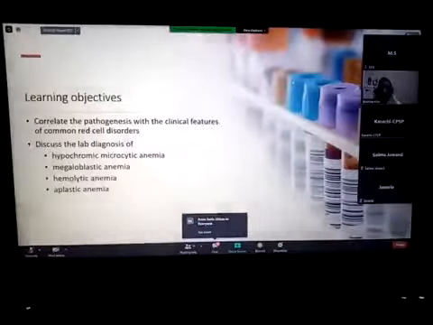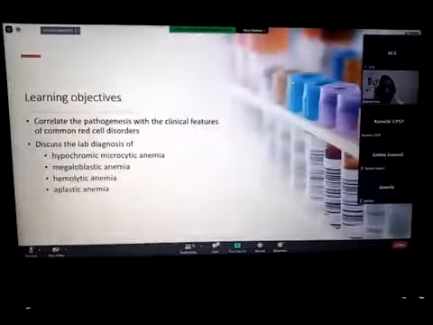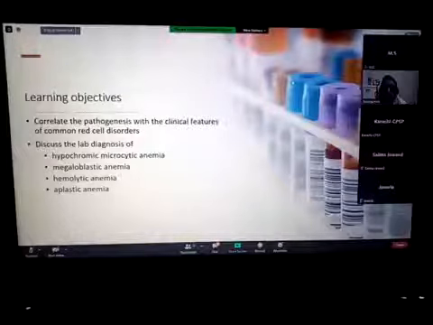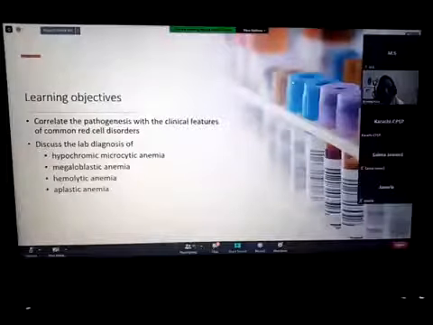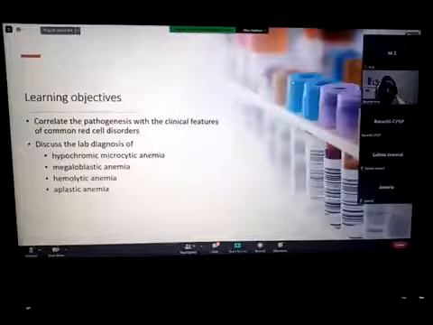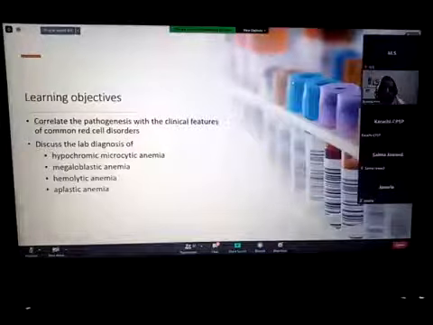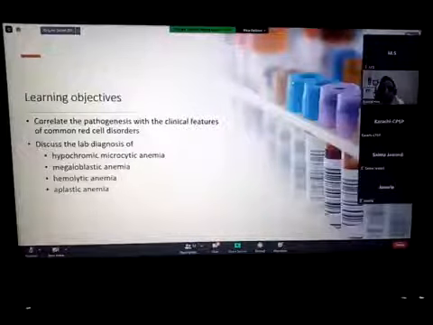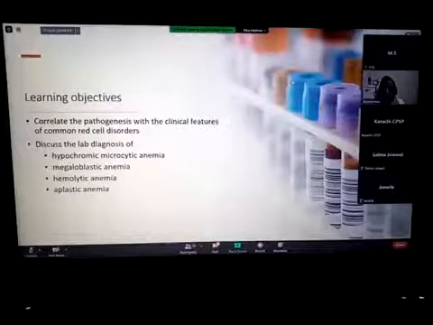So the learning objectives are that I'll be correlating the pathogenesis with the clinical features of the common red cell disorders, and I'll also be describing the lab diagnosis for these four main types of anemia, which are hypochromic microcytic anemia, megaloblastic anemia, hemolytic anemia, and aplastic anemia. I will spend 15 minutes on each type, and then in the end we can take questions and answers.